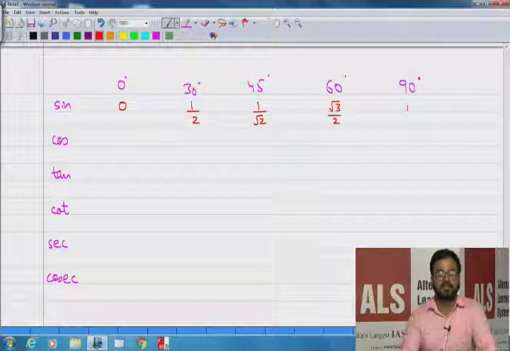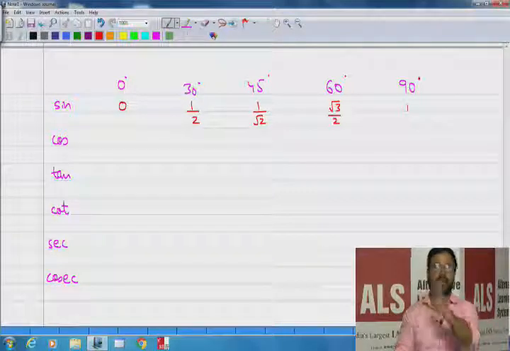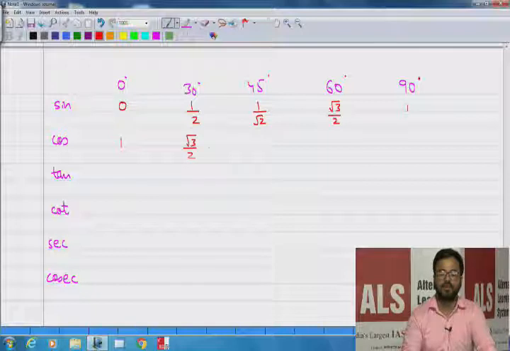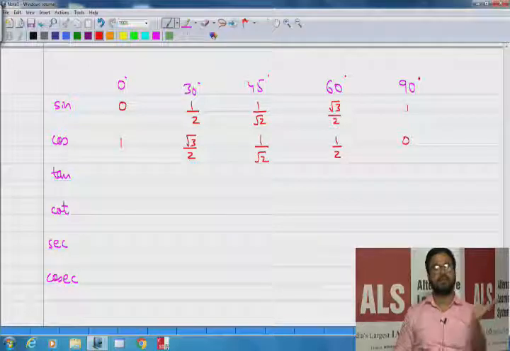After writing sine, for cos, just reverse these values from right to left. If you reverse the order, the last one will come in the front, then this root 3 by 2 will come over here, 1 by root 2 will remain as it is, this 1 by 2 will come over here, and this 0 will come over here. These are the values for cos.